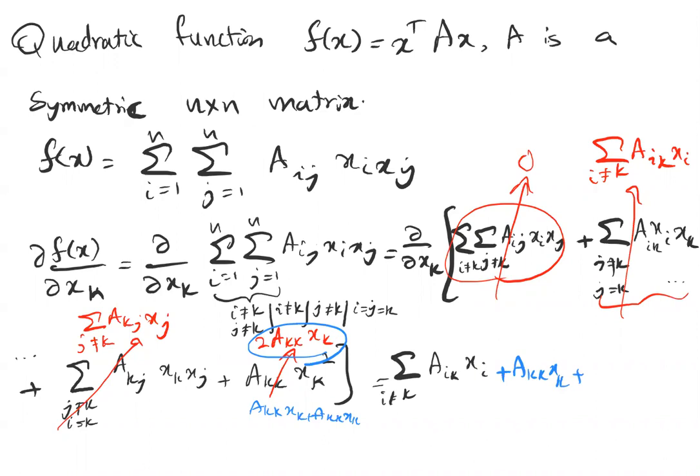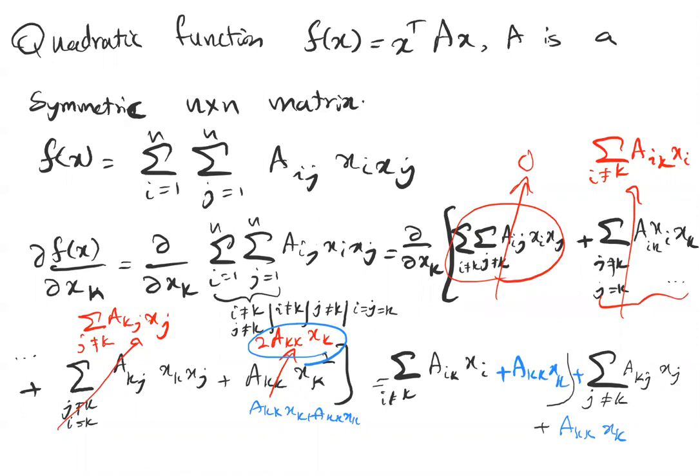plus sigma akj xj, where j is not equal to k, plus the second one that we factored. All right.